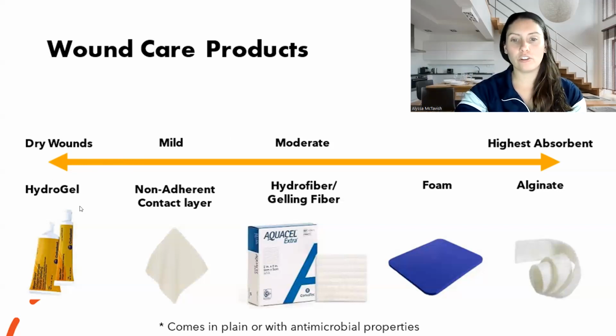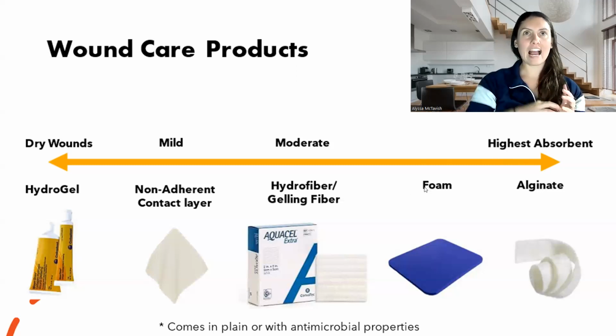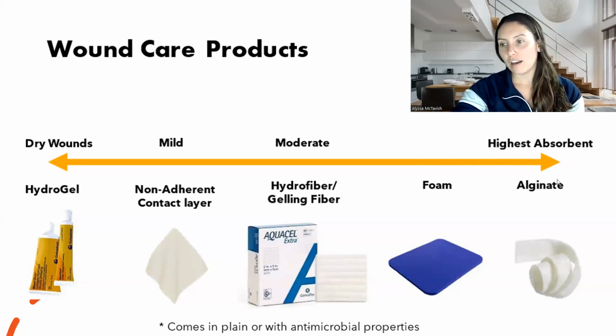If you have a dry wound, you need a hydrogel. If it's a moderately exudating wound, I'd go for the hydrofibers or gelling fibers. If it's exudating a high amount, you want the highest absorbency right here with the alginates. So say I have a high exudating wound and I want to use a silver antimicrobial. I need high absorbency, so I pick alginate, and we find one with silver in it.